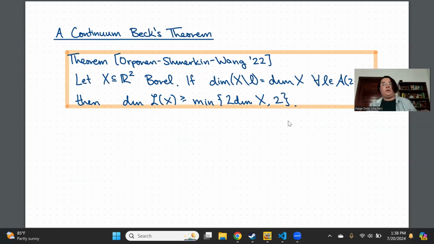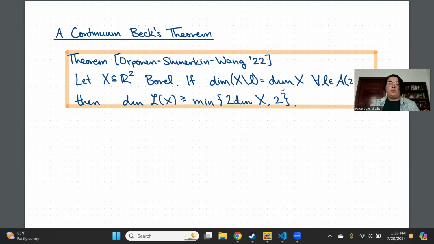So the continuum Erdos-Beck theorem that Orponen, Shmerkin, and Wang proved in 2022 states the following. If we take a subset X in R^2, Borel, and if the dimension of X minus any line is equal to dim X, then the dimension of the set of lines spanned by X is at least the minimum of 2 dim X and 2. Let's unpack this a little bit.